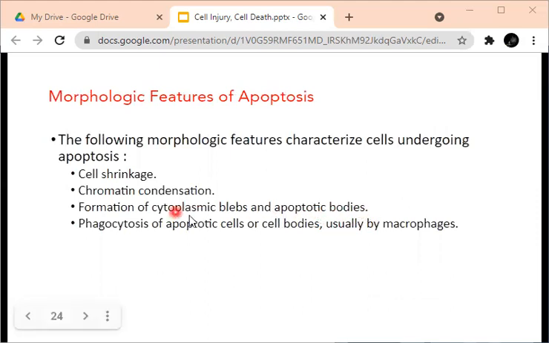Again, yung cytoplasmic blebs natin, kanina we have seen the picture of the reversibly damaged cells, renal tubular cells kanina. So meron natin yung initial na cytoplasmic blebs na yung area na yon. So parang meron siyang parang fronds on the cytoplasm. Okay? Phagocytosis of apoptotic cells or cell bodies are usually done by your macrophages. Alright?